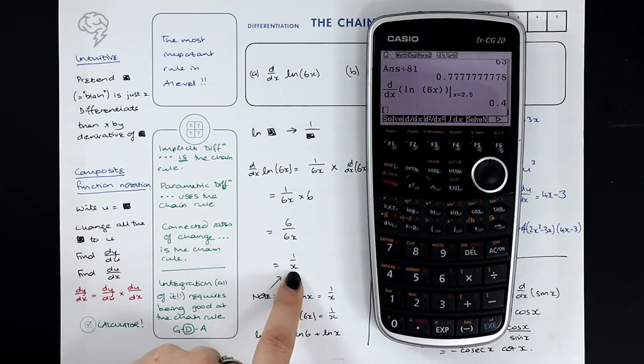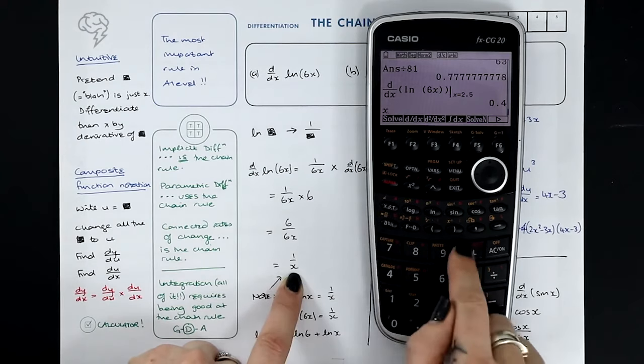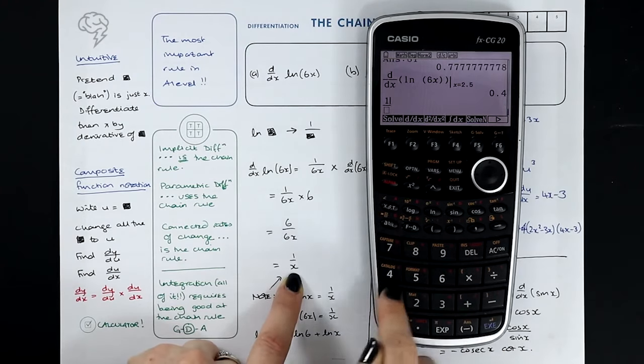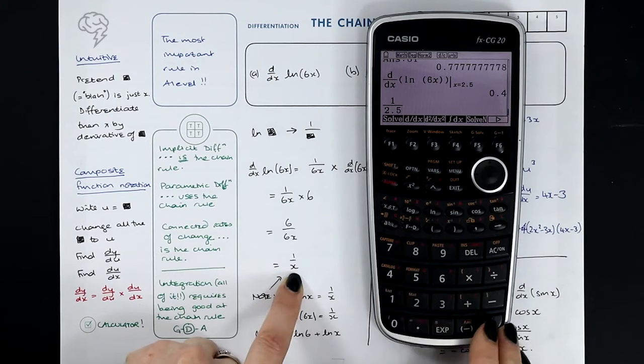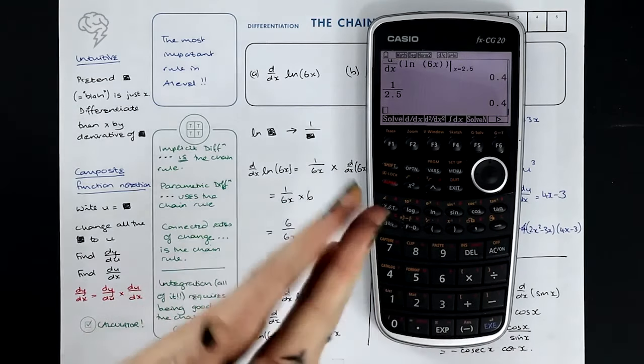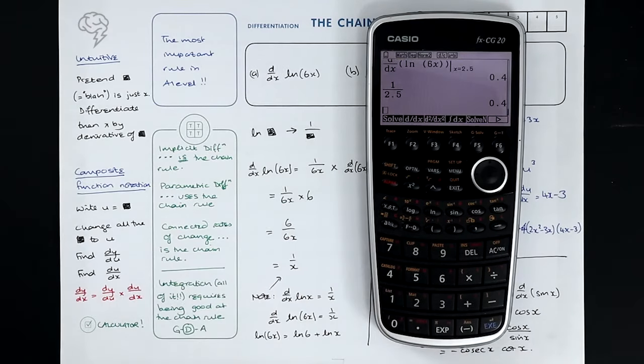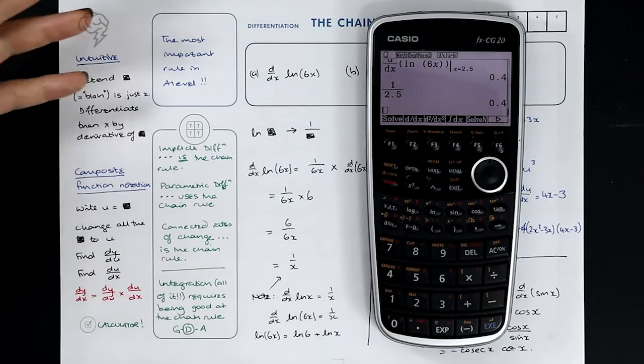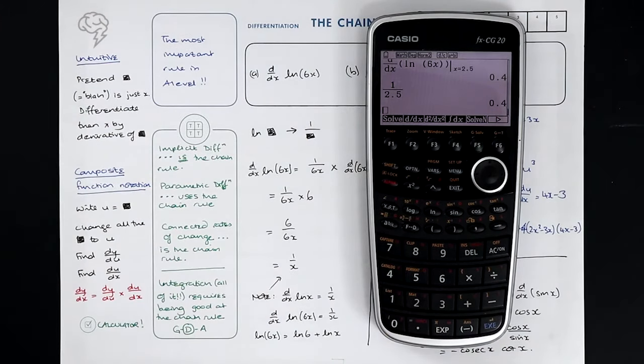Let's check what I think I would get, because I think this is the gradient. So if I put 2.5 into here, I should get the same. 1 over 2.5, I should get the same. I do. So all your differentiation, doesn't matter whether you're using chain, product or quotient rule, you can check using that button.